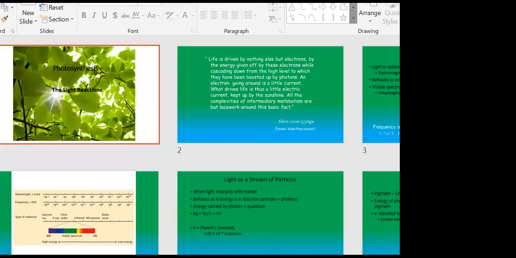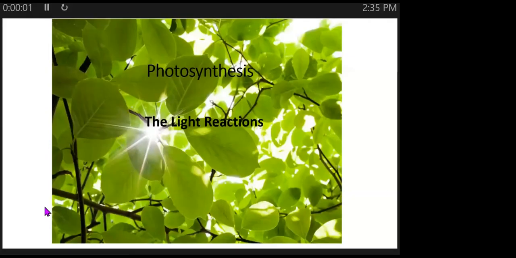So with the light reactions, we tend to break down photosynthesis into two different aspects. The light reactions are where the light energy is actually being used. And then the second part of photosynthesis, they often refer to as carbon fixation, or the biochemical reactions, which, I mean, we're all biochemical reactions. But anyways, we're going to look at the light reactions.